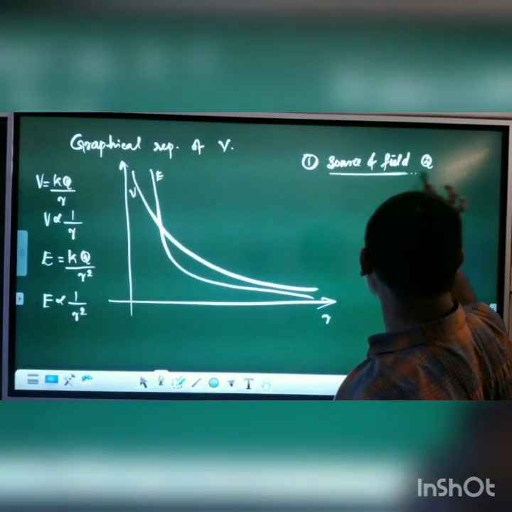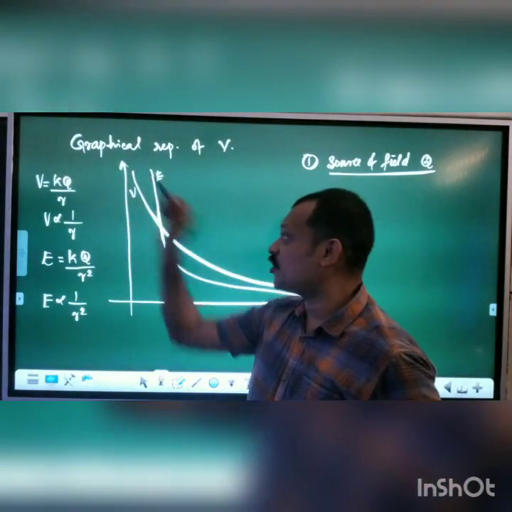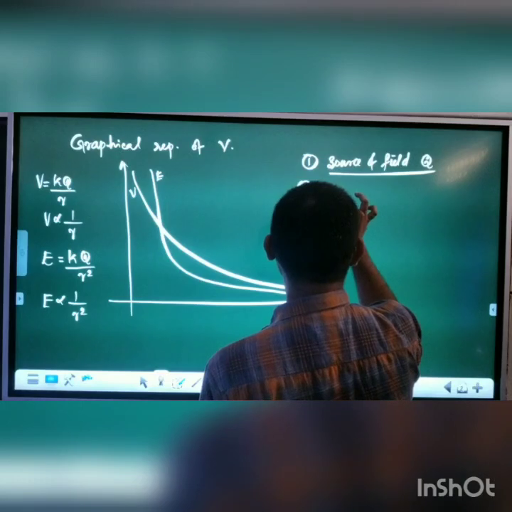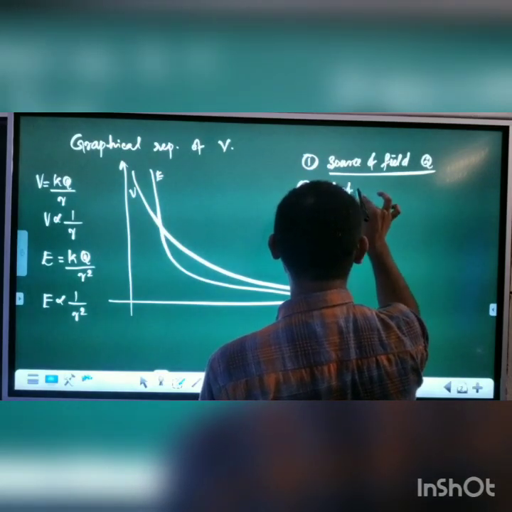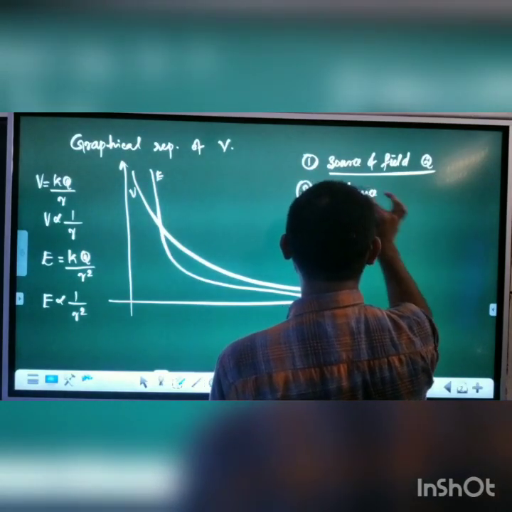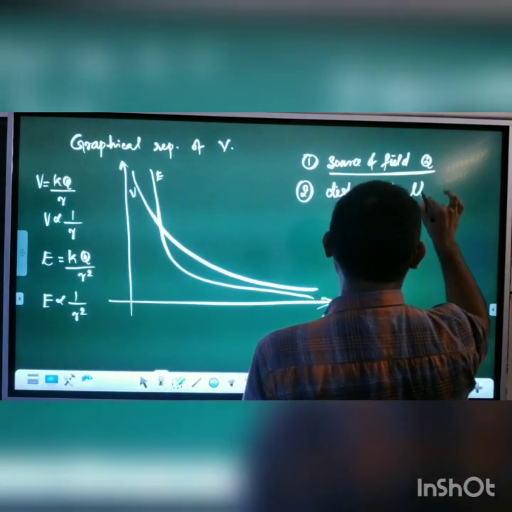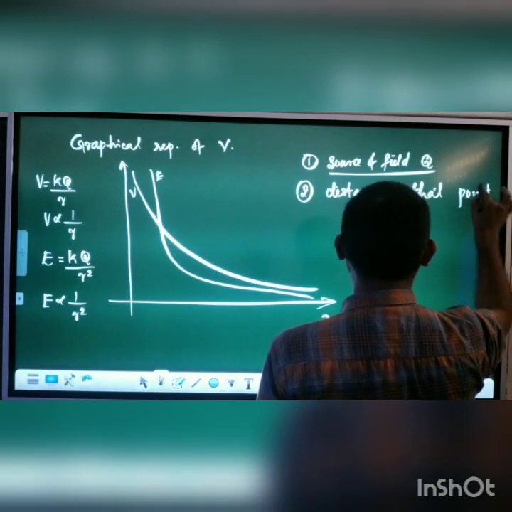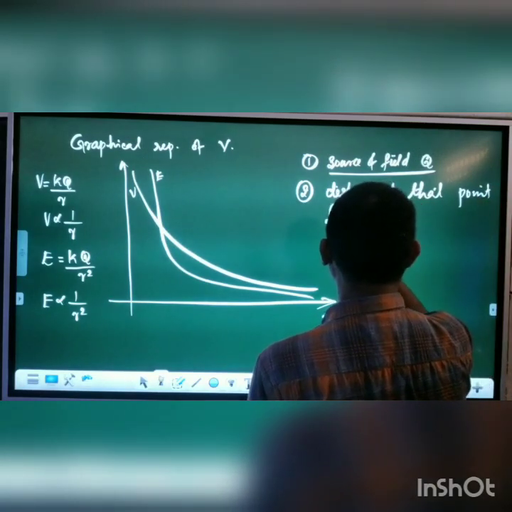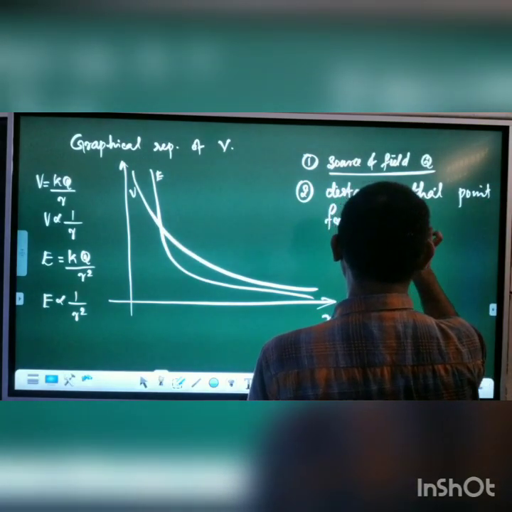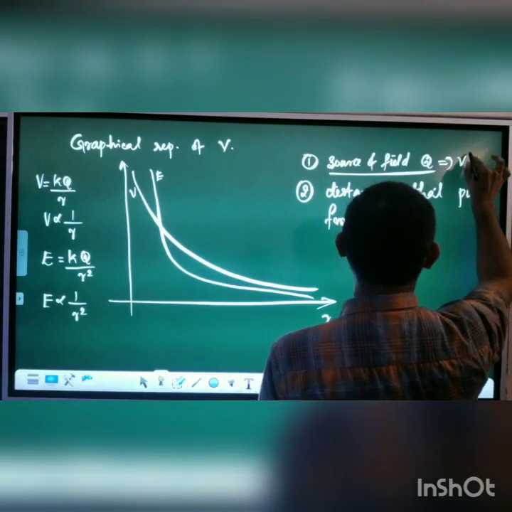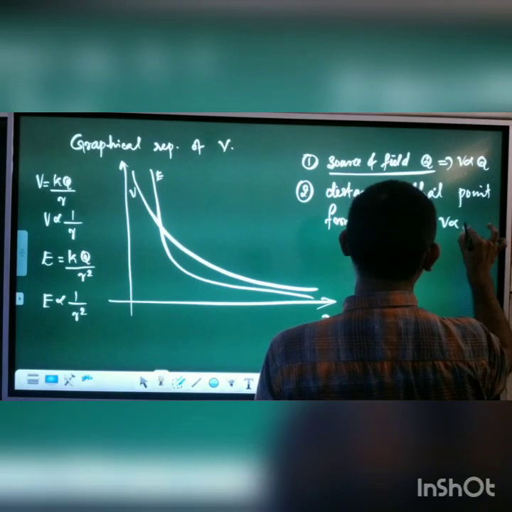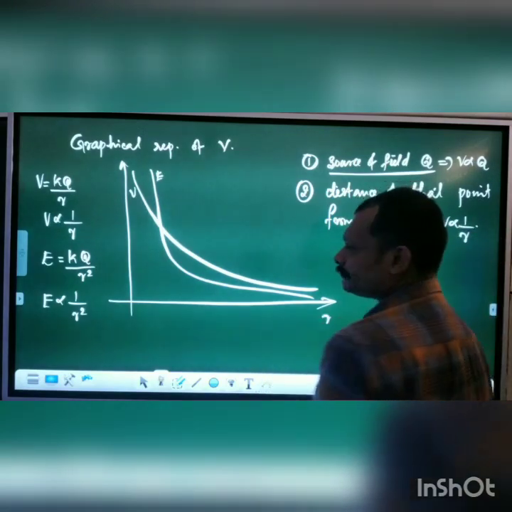So it depends on the source of the electric field, which is Q. And second, it depends on the distance of that point from the source. So here I say V is directly proportional to Q, and V is inversely proportional to R.